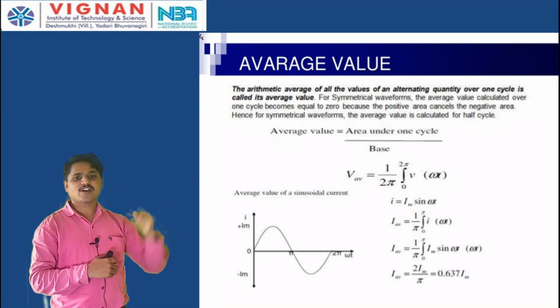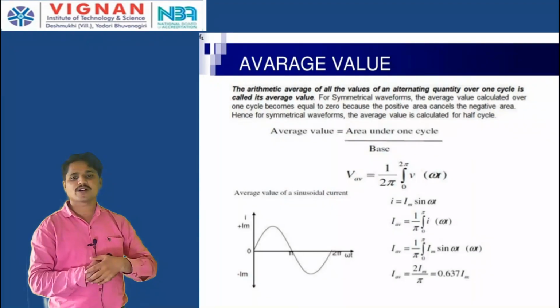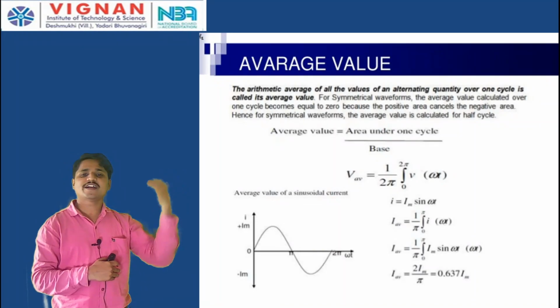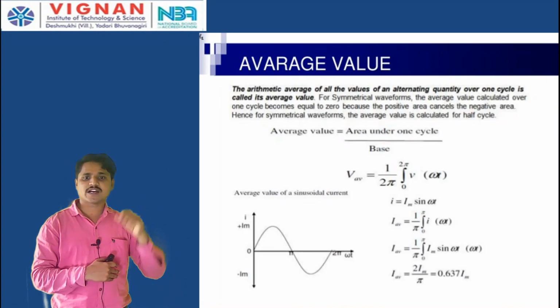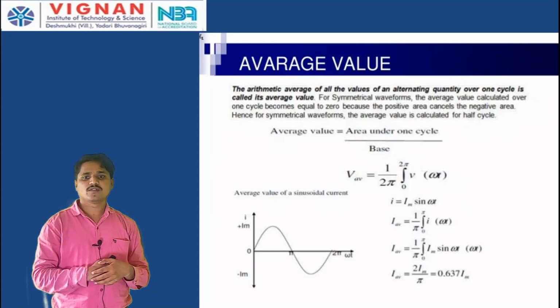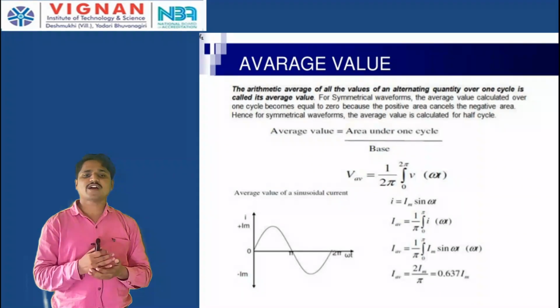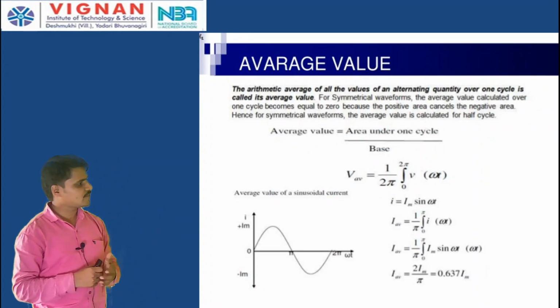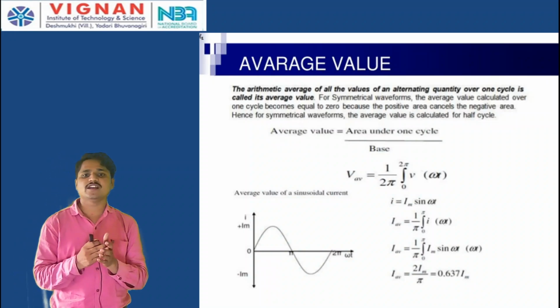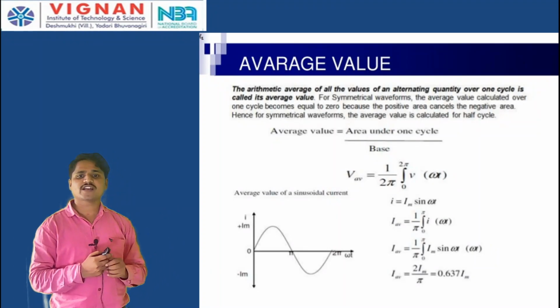Now, for a sinusoidal waveform, a symmetrical waveform, what is the average value? For a symmetrical waveform, the average value over one cycle becomes 0, because the positive cycle and negative cycle cancel each other. Therefore, you have to calculate the average value for only half cycle of any symmetrical waveform. Average value is given by the area under the cycle by the base value.